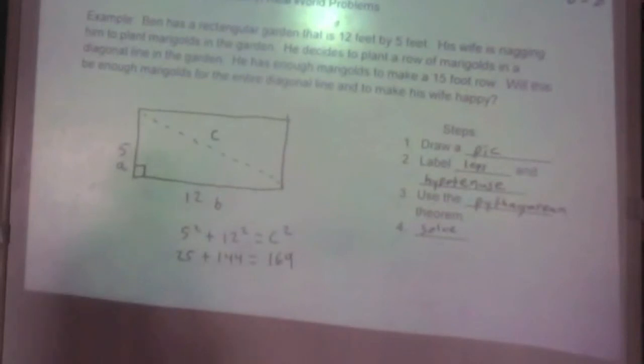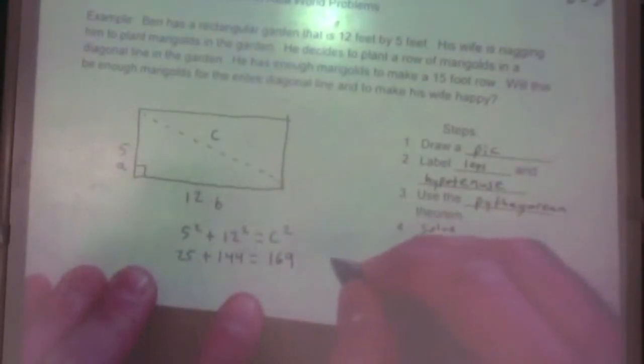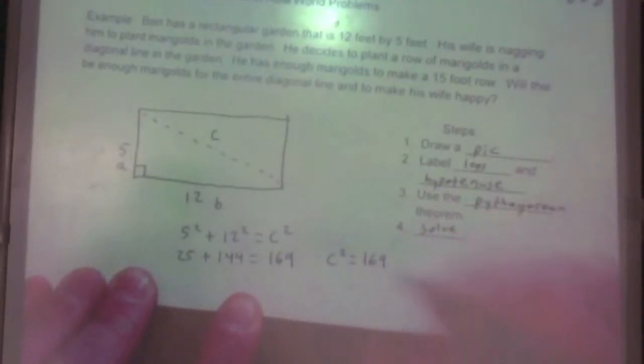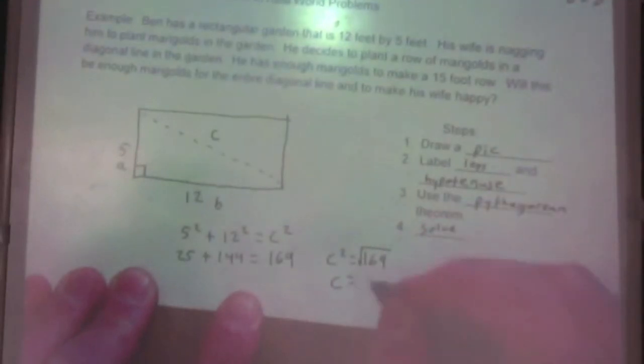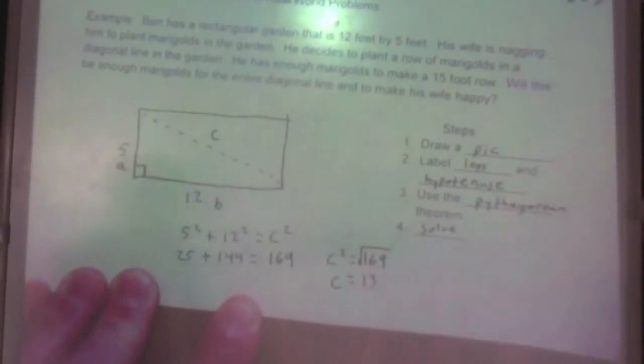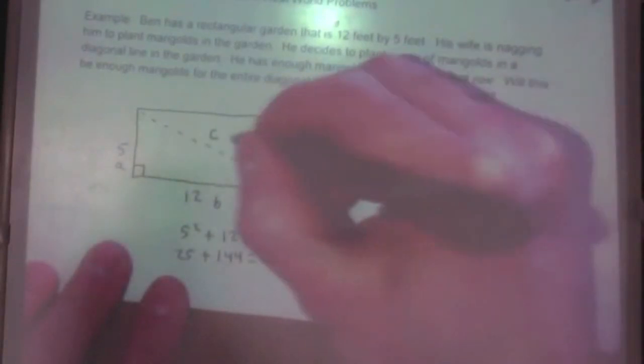Okay, so that's not our answer. This diagonal is not 169 feet long. That would be way too much for this triangle. So we have c squared equals 169, and we just want to find c, so we take the square root of that, and that comes out to 13. So c is 13 feet.